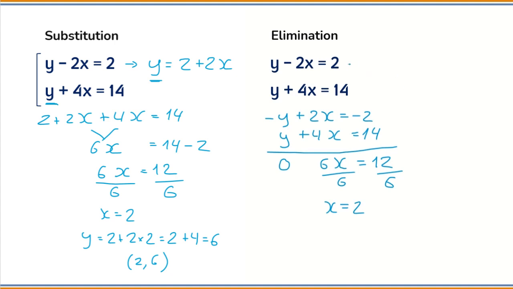And now here in this equation I'm going to find out y. Y minus 2 times x, which is 2, equals 2. Y minus 4 equals 2. If I add 4 on both parts of the equation, y equals 6. And the answer is 2, 6.